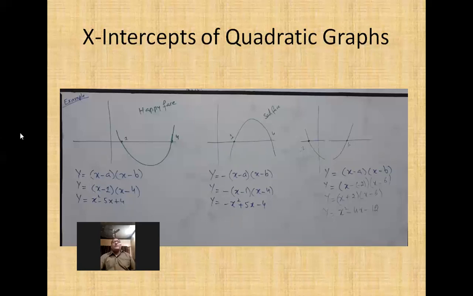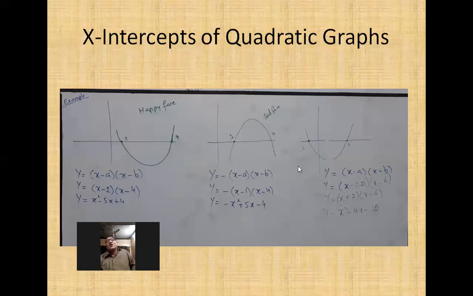So you see, this is a very important rule which you should always remember. If the coefficient of x squared is positive, the graph will be a happy face. If the coefficient of x squared is negative, the graph will be a sad face.